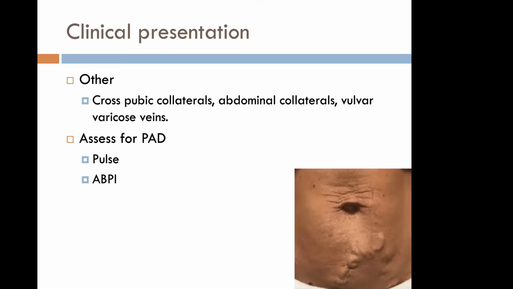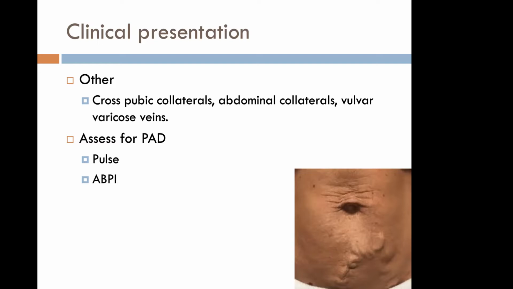Now, you need to assess these patients for potential suprainguinal disease as well. Now, this may be seen as cross-pubic collaterals as depicted in the picture on the bottom right of the skin, or you see abdominal collaterals. Now, when you see abdominal collateral veins, the first thing that comes to mind should be the possibility of an occluded or obstructed inferior vena cava.